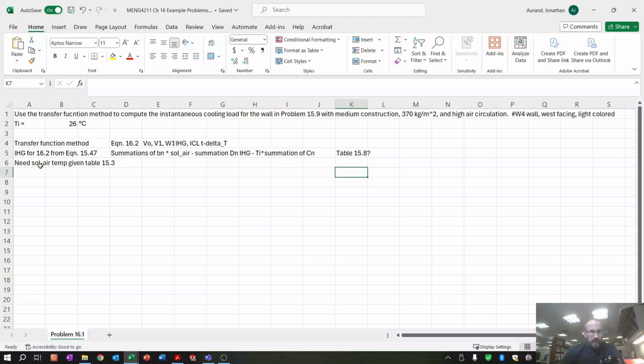So hopefully that makes a little sense. So we're going to start with solar air temperatures for each time of day. Then we're going to calculate the instantaneous heat gain, and then we're going to use that in the transfer function method with those nu 1 and nu 0 and omega 1 to find the instantaneous cooling load as a function of time. So as we go through, let's take that table 15.8. So we're going to need N, we're going to have B, we're going to have D, Cn. Don't know if we need U. I'll grab it from there. Delta and lambda.